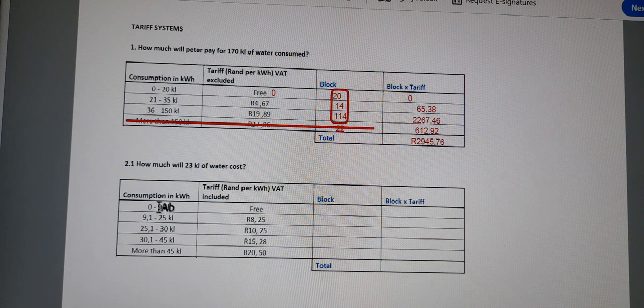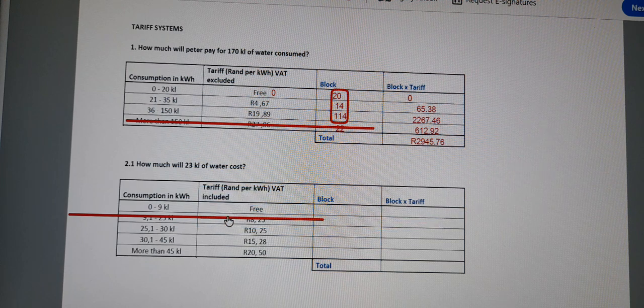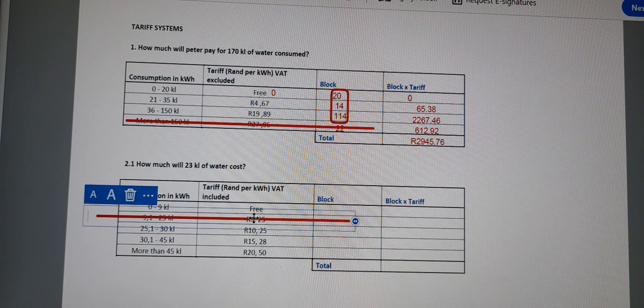It's 23, so it's still less than 23, but this number is bigger than 23. You stop at the number that is bigger than your consumption. If there's no number that is bigger, then you stop at the more than column. So in this case, I will scratch out this one because it's bigger than my consumption. You see that? I will scratch this one. Now I will work on my blocks.